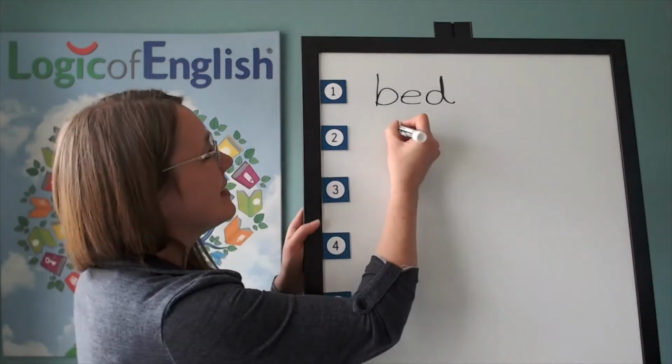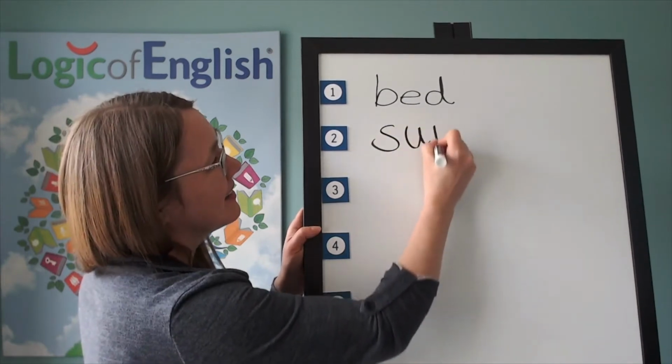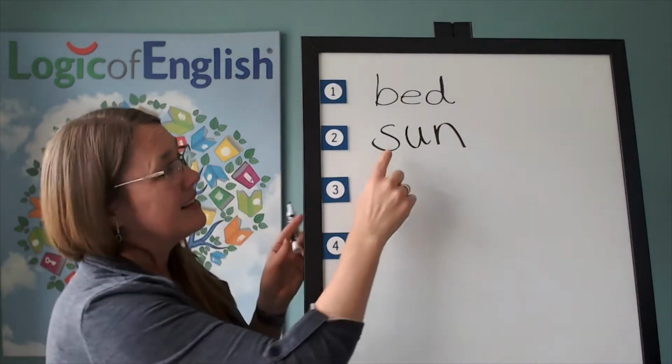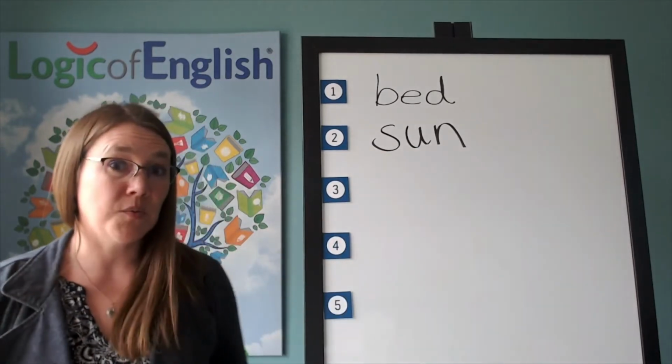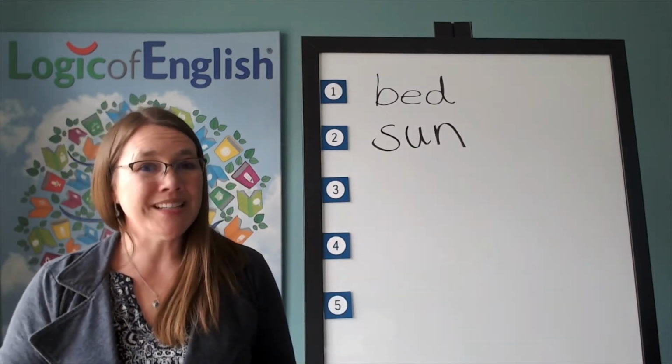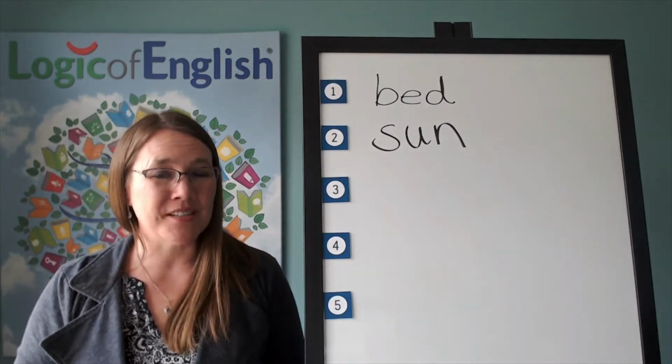And help me to write it. S-A-N. Let's read it. S-A-N. Sun. The next word is wind. The wind is blowing strongly through the trees.